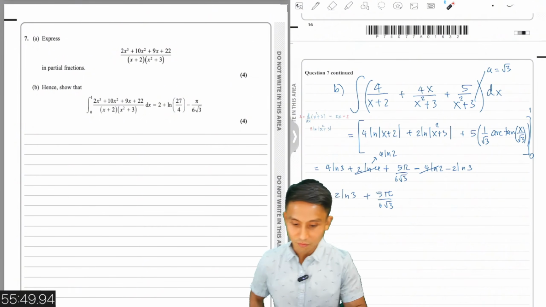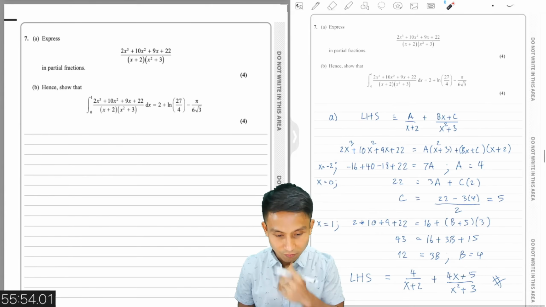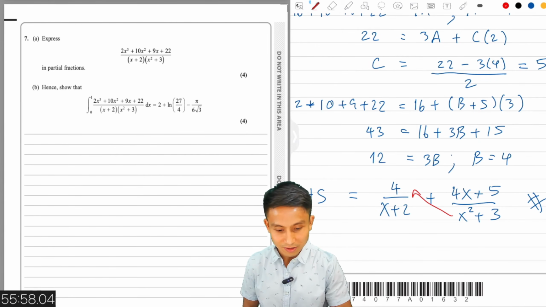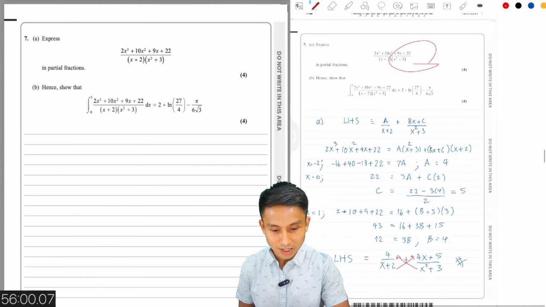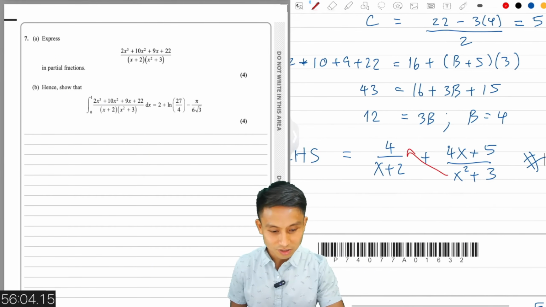Right, I think it's from the partial fraction part. Let me just double check the partial fraction. If I simplify this to a single fraction, do I get that? Well, if I do, then it should be right. So let's just check backwards here.